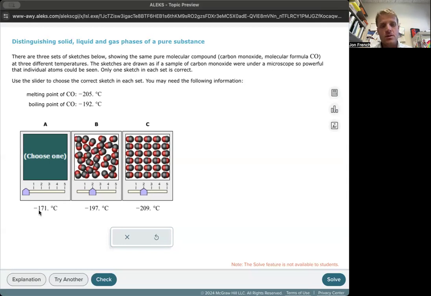And then at minus 171, if my boiling point is minus 192, right now I'm higher than that. So I have gone through the boiling point. I should be in the gas phase. Now we're looking for a gas where we should have the lowest density of these. Again, that's not carbon monoxide, that's carbon and oxygen. This is the liquid. Here is a good example of the gas phase.